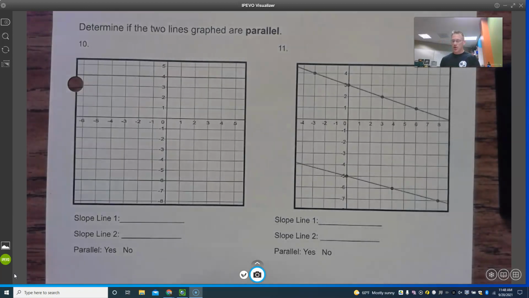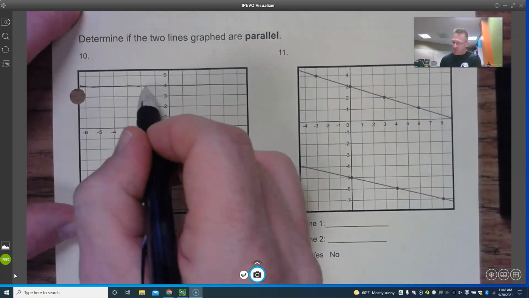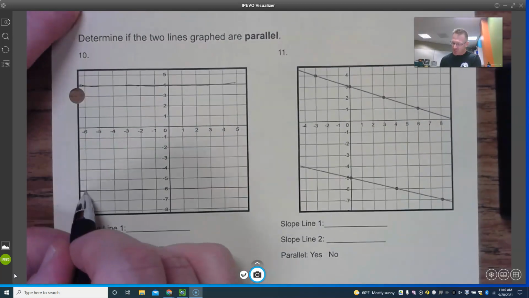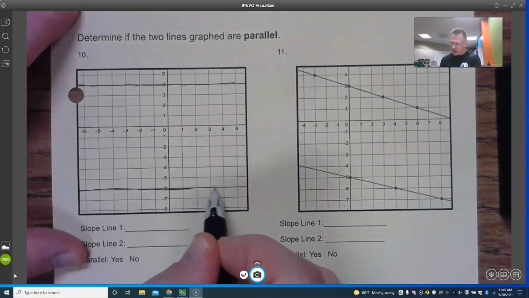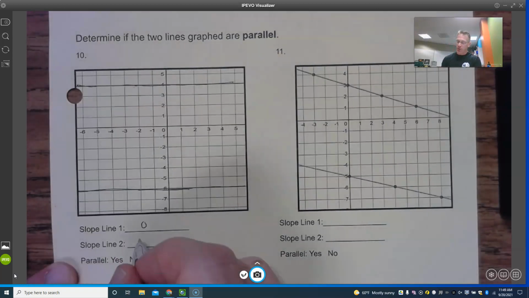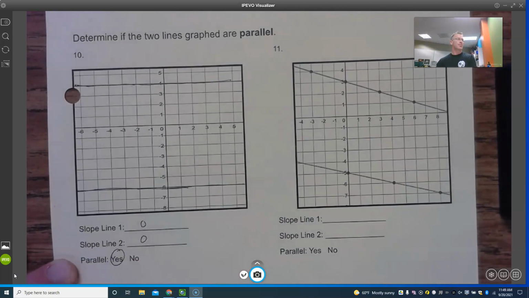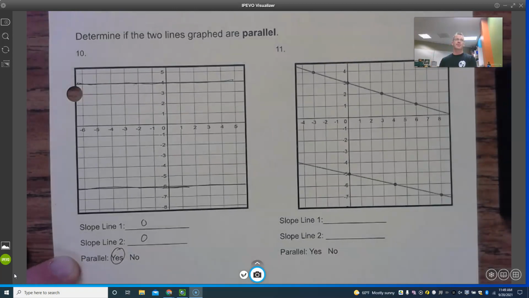So write the slopes. Now, it's a little hard to see, but it is this horizontal line in number 10 here, and this horizontal line right here, if it's a little bit hard to see in your packet. And what we see is that those are two horizontal lines. Both of those lines have a slope of 0, and we can see that they are in fact parallel. And then that's it. That's all you have to do with graphical. What's the slope of the first line? What's the slope of the second line? If they're the same, we know they are parallel because we can see if they intersect or not in the graph.